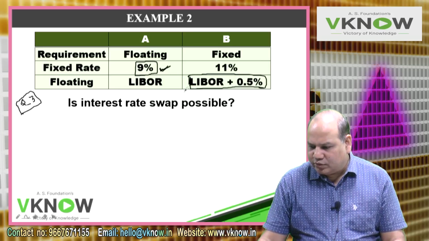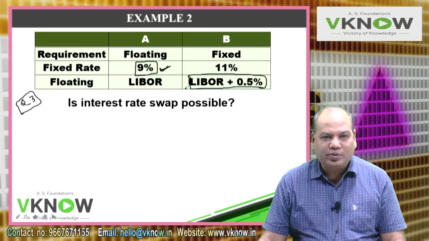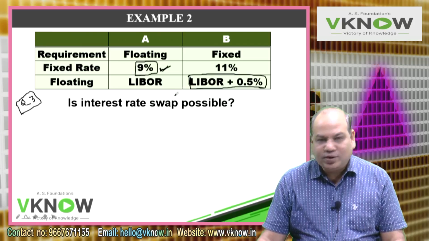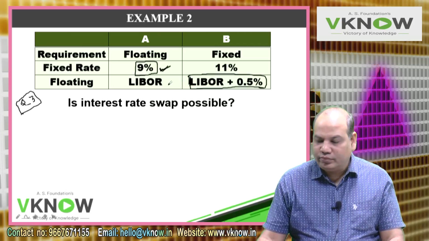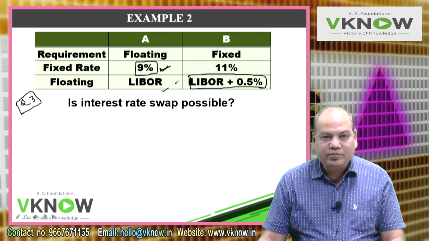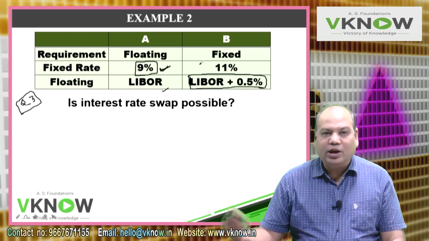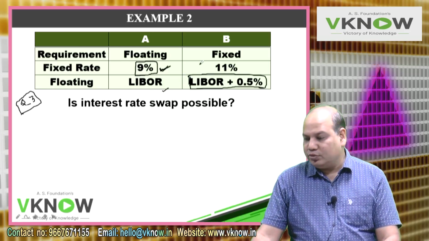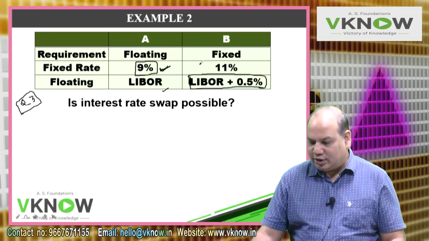So the question is whether swap is possible. Will A be interested in the swap deal? Some of you are thinking that swap is not favorable for A. A can directly borrow from the market at LIBOR. Then why will A enter into a swap deal with B and pay LIBOR plus 0.5 to B? This is what most of you are initially thinking.